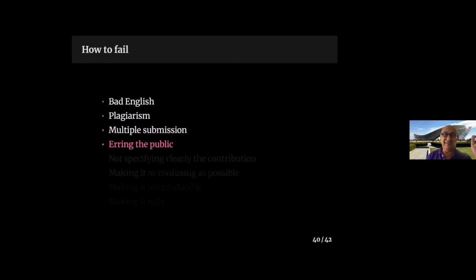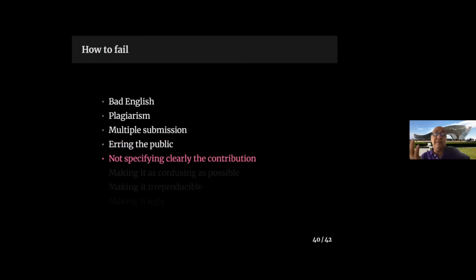Okay? How to fail? But English. Use Grammarly. Please study English. Plagiarism, it's fatal. Multiple submission. You will be punished if you do this. Erring the public. Submitting a computational paper to a mathematically oriented paper or the other way around. Okay? Choose wisely your venue.